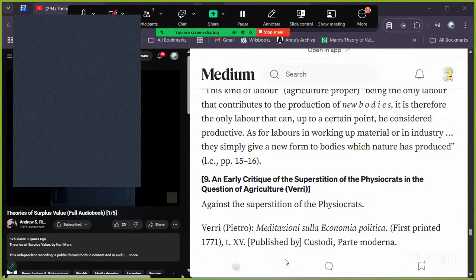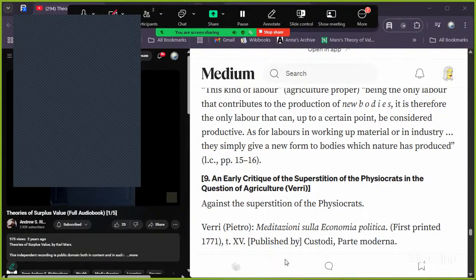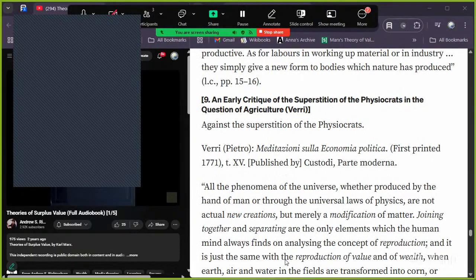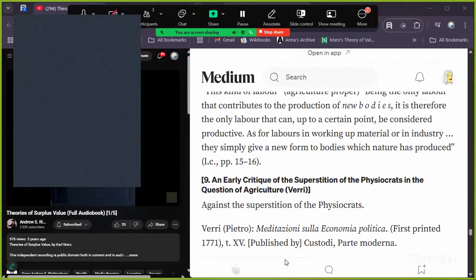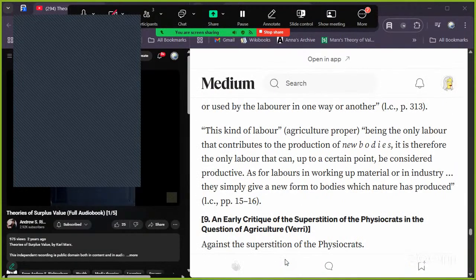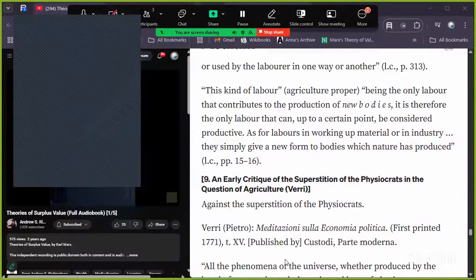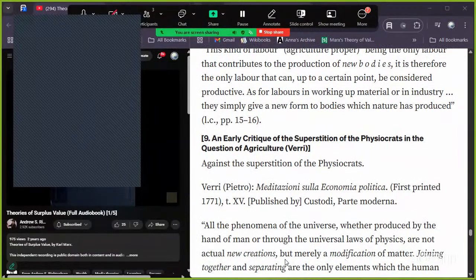This kind of labor, that is agriculture proper, being the only labor that contributes to the production of new bodies, it is therefore the only labor that can, up to a certain point, be considered productive. As for the labors in working up material or in industry, they simply give a new form to bodies which nature has produced. End quote.